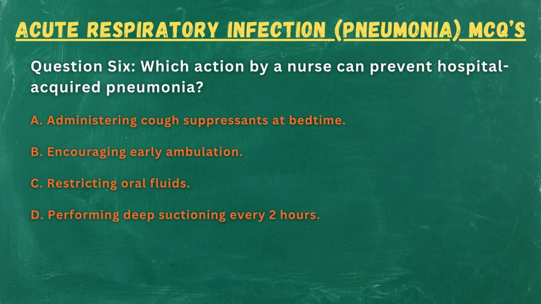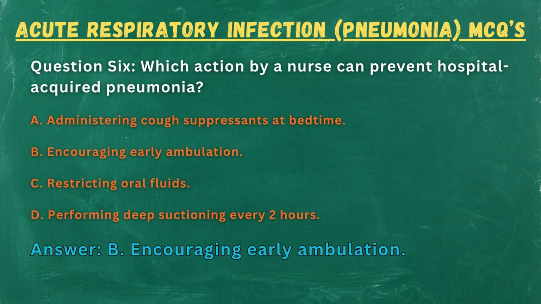Question 6. Which action by a nurse can prevent hospital-acquired pneumonia? A. Administering cough suppressants at bedtime. B. Encouraging early ambulation. C. Restricting oral fluids. D. Performing deep suctioning every 2 hours. Answer. B. Encouraging early ambulation.